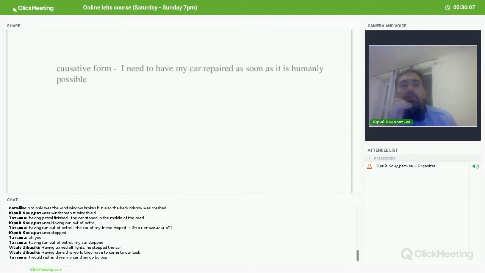My example of causative form would be, I need to have my car repaired as soon as it is humanly possible. To have my car repaired, it's called a causative form. It means you don't repair it yourself, but somebody else repairs it for you.